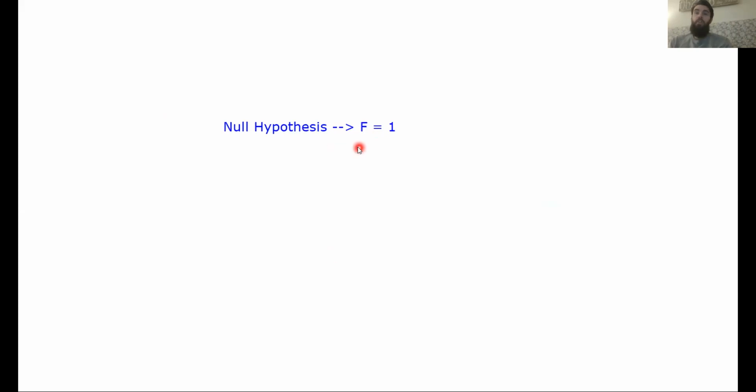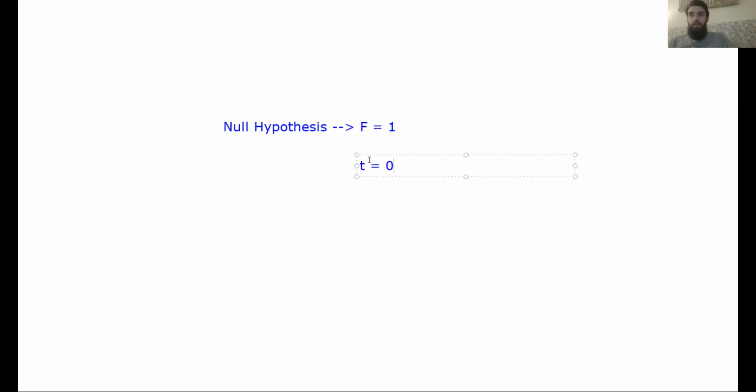I want you to know that when the null hypothesis is true, the F value we would expect to occur is 1. In the same way that when the null hypothesis is true and we have two groups, T would equal 0. It's easier to see why T would equal 0 because T is a mean difference. One mean minus another mean in the numerator. If you subtract those means from one another, you get 0 in the numerator, and therefore the T, when the null hypothesis is true, should be 0.